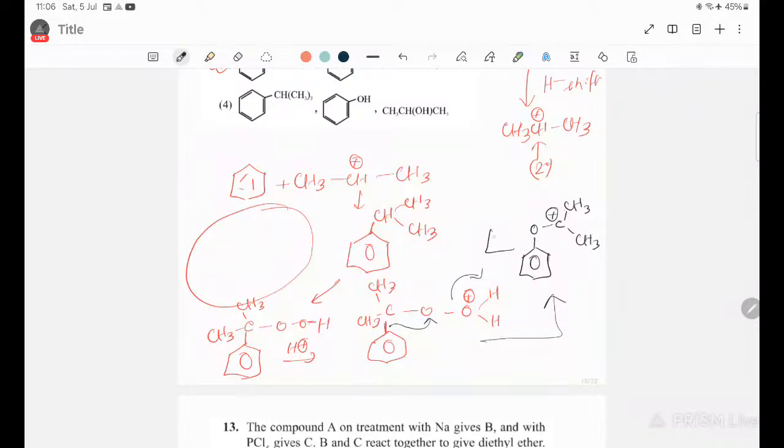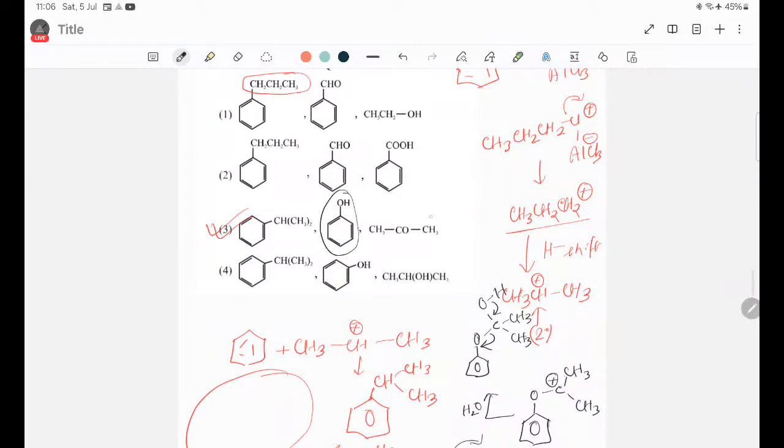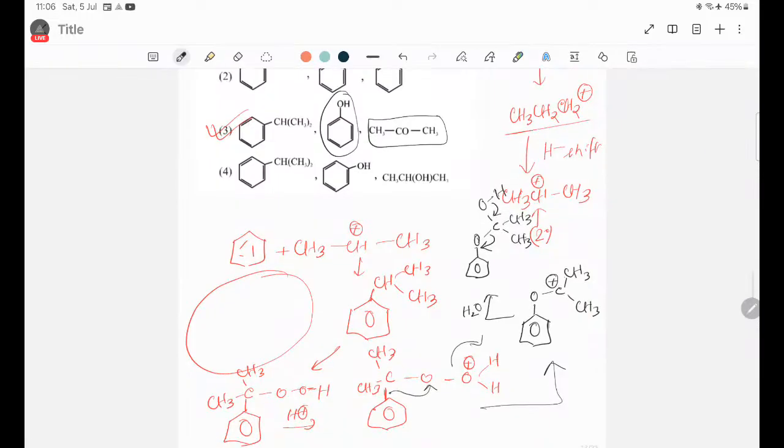Now if it is getting the positive charge, in the presence of H2O what will happen? This carbon will get this OH, along with the two CH3, right? Now this OH bond can be broken and it can form the carbon-oxygen double bond, and this carbon-oxygen bond can again break to give phenol and acetone. Just try to evaluate the structure.